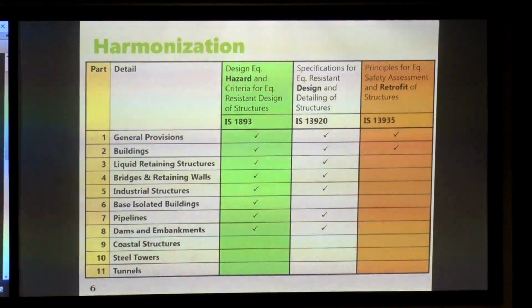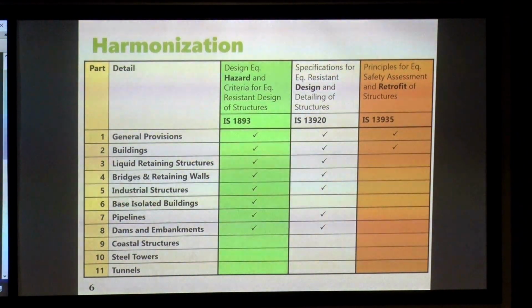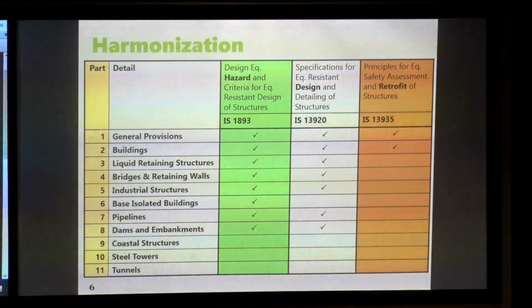So as I said, when we design any new structure, we have to look at two components. One is the demand, which is the seismic hazard part. The other is to provide capacity for that. So the idea is to have the 1893 vertical providing demands for design of all these different types of structures. And then 13920 to provide provisions and specifications so that these structures can be designed to have requisite capacity. So those are the only two verticals, and that is where we are going to have different parts for each of these structures.